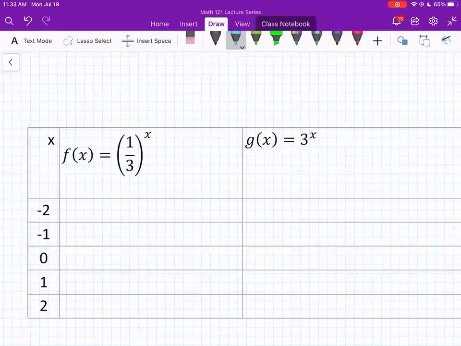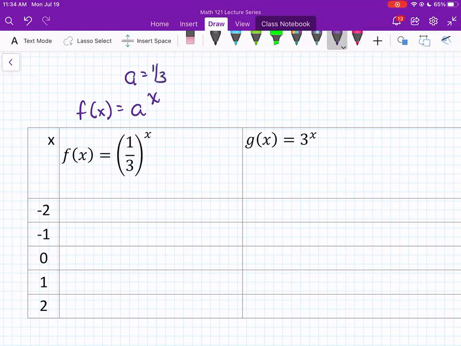If we look here at two functions, f of x, again of the form a to the x power, and here we're going to let a be 1/3, which is between 0 and 1. And if we allow g of x to be a to the x, where a is greater than 1, because a is equal to 3, we can see how this situation is determined. I'll calculate the first couple of these for you.